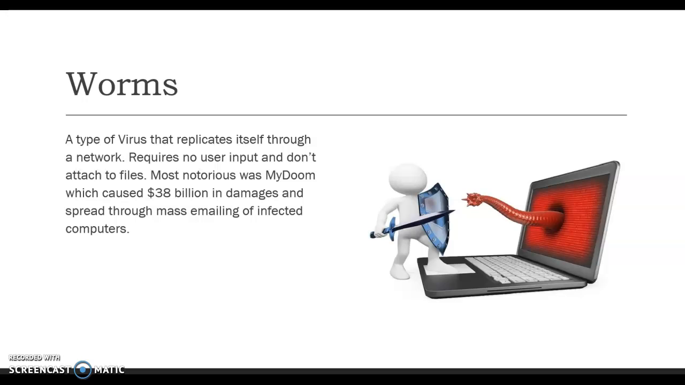One of the most notorious worms was MyDoom, and it caused over $38 billion worth of damage. How it did this was by spreading itself through mass emailing. It would go to the infected user and send itself to the top 50 people on his email list. So once the infected user sent it, other people would get infected and replicate the worm.